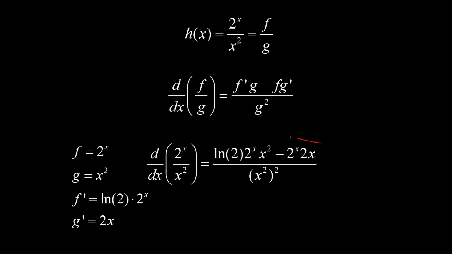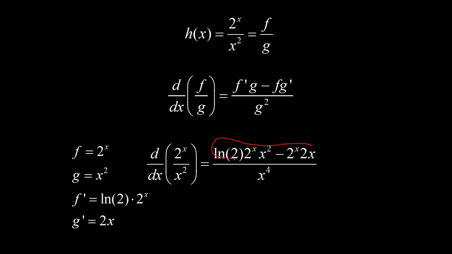And now that everything is plugged in, we'll do our best to clean this up. So something we can do is x squared raised to the power 2. Remember, an exponent raised to an exponent means you multiply. And so 2 times 2 is 4. And that's all the simplifying that we can do at the moment here.